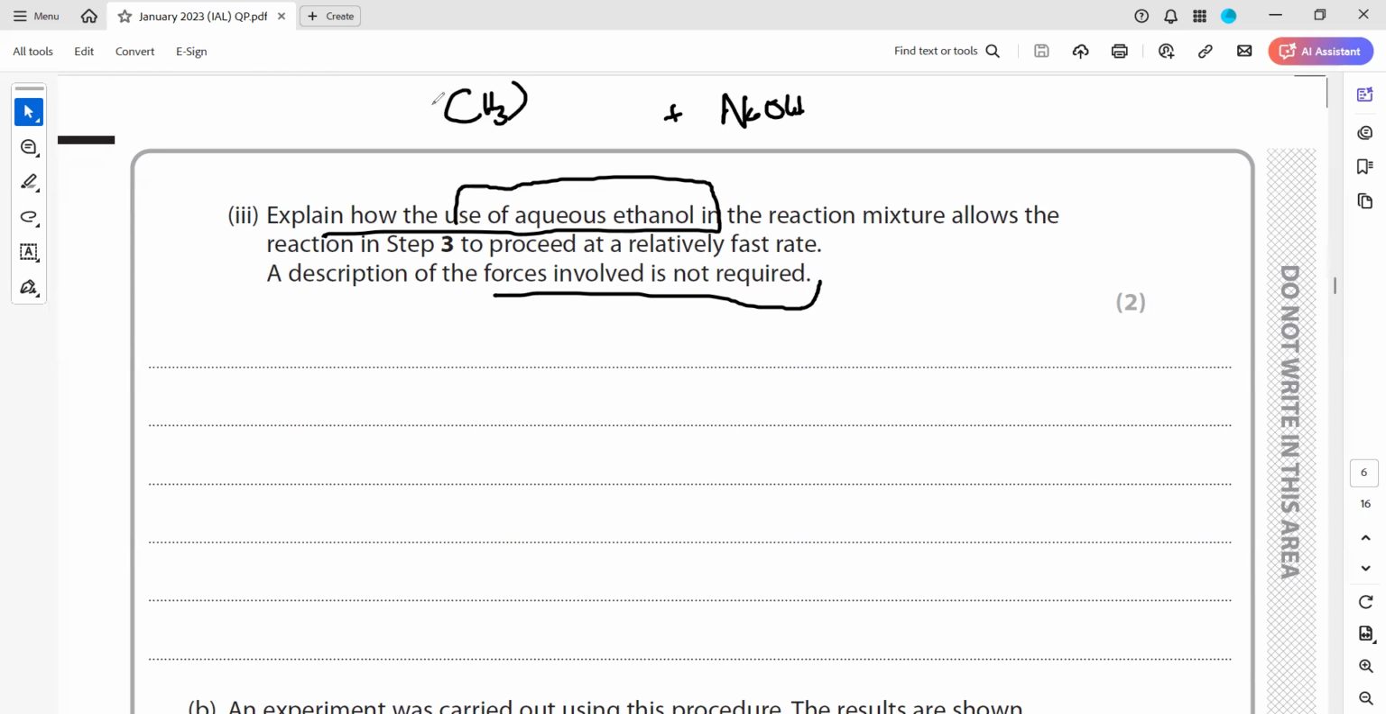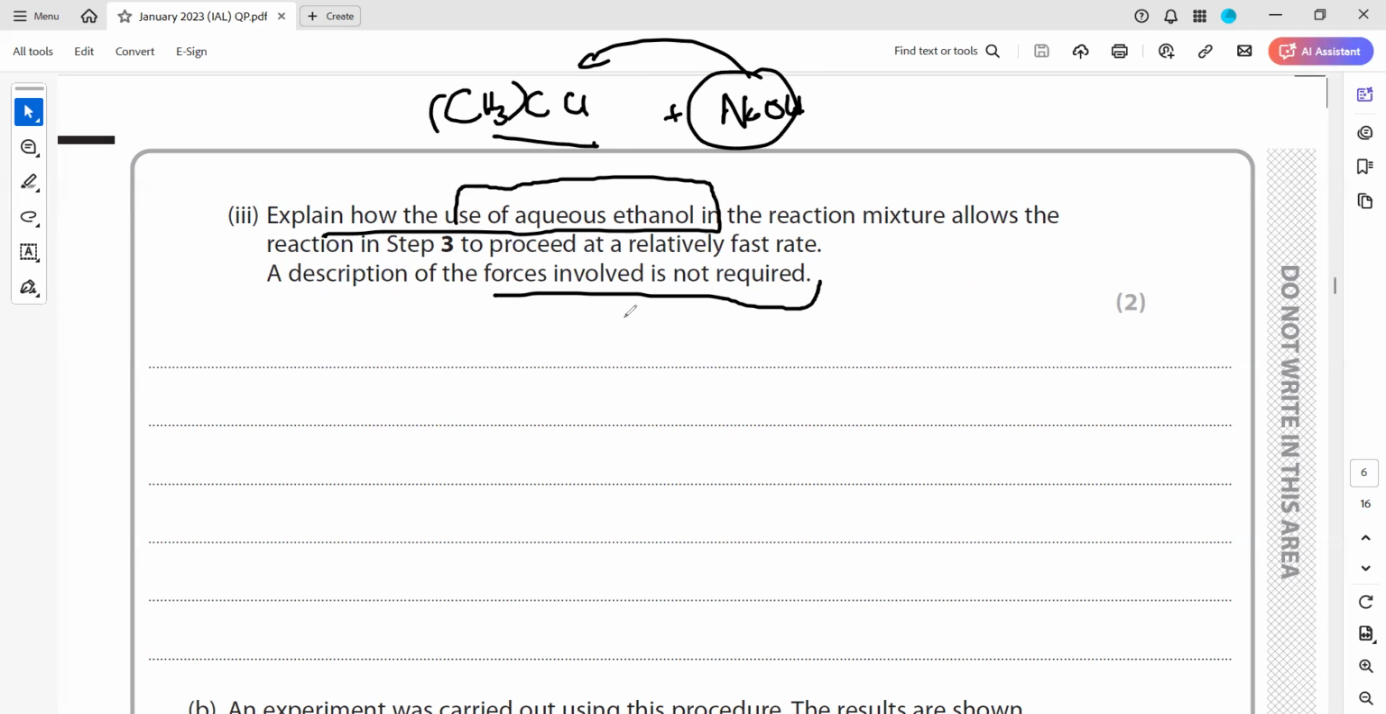But the problem is that this halogenoalkane does not mix with sodium hydroxide, because halogenoalkane is an organic compound which has a dipole force, whereas aqueous sodium hydroxide has ion-dipole force or hydrogen bond. So the bond between themselves would be only dipole. So the thing is, they won't mix with each other. So what is the purpose of ethanol? It is used as a co-solvent.